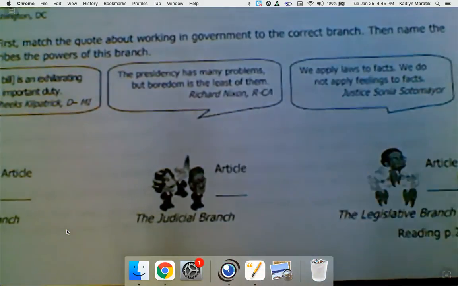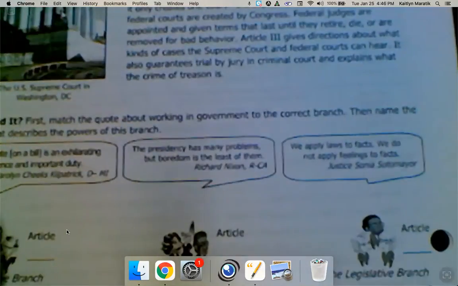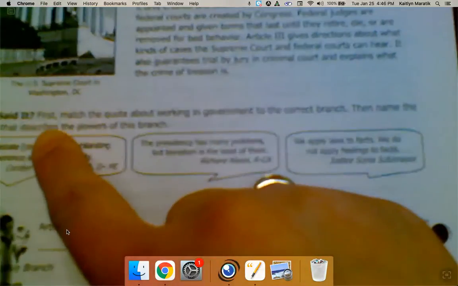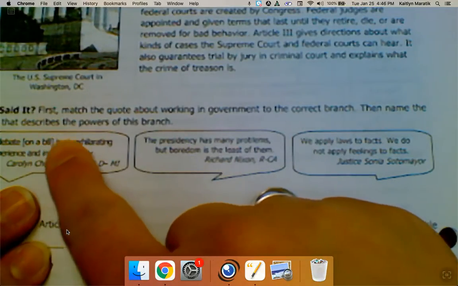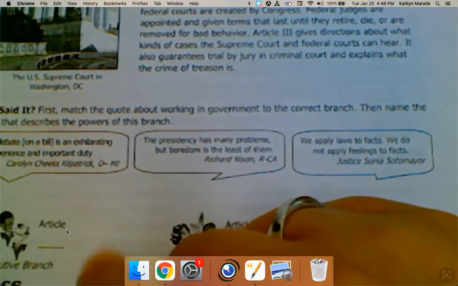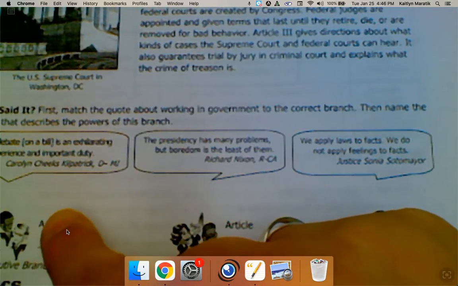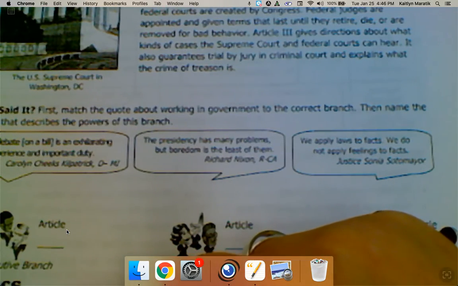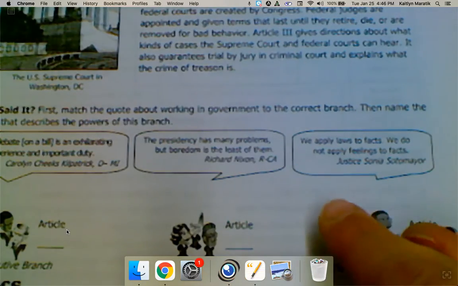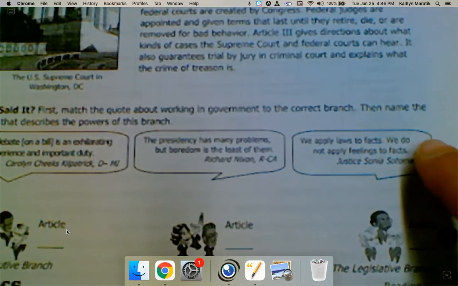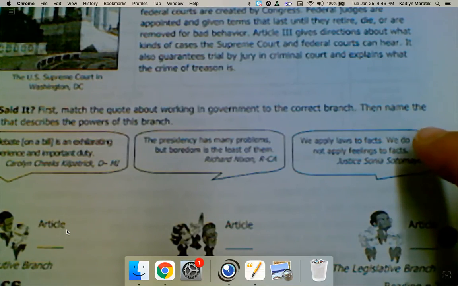So, this is kind of just a little review. First, match the quote about working in government to the correct branch, then name the article that describes the powers of this branch. So, a floor debate on a bill is an exhilarating experience and an important duty. The presidency has many problems, but boredom is the least of them. And we apply laws to facts. We do not apply feelings to facts.